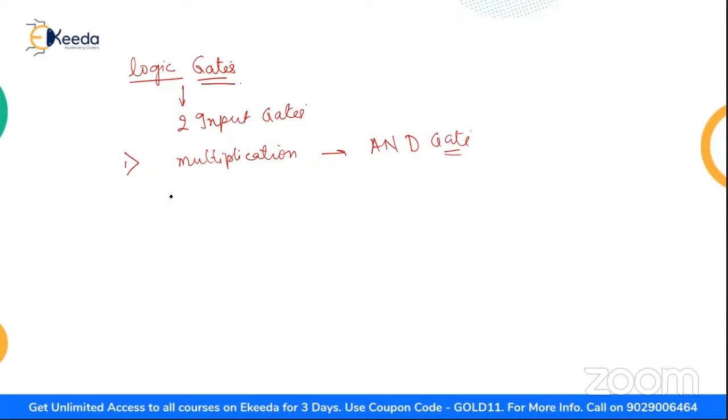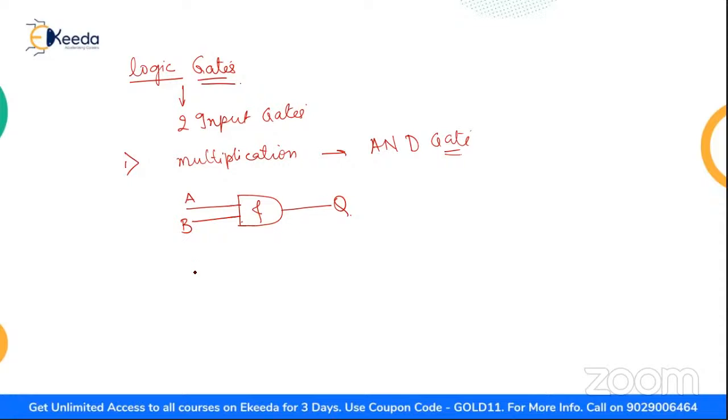So how do we represent the AND gate? This is represented by a symbol like this. This is AND. This is input 1, input 2, and this is the output. Q is the output. So this is a 2 input AND gate.